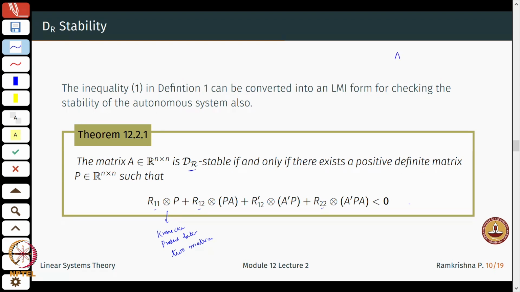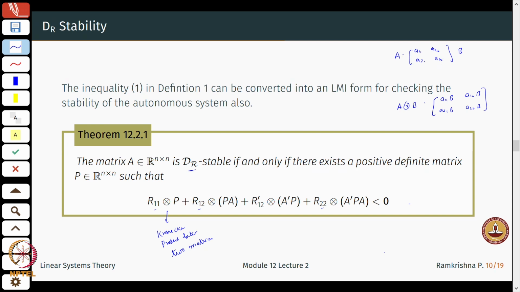Right, so in general, if I say A is a two-dimensional matrix of the form A11, A12, A21, A22, and say B is also a two-dimensional matrix, A Kronecker B would be something like this: you have A11 times B, A12 times B, A21 times B, A22 times B.